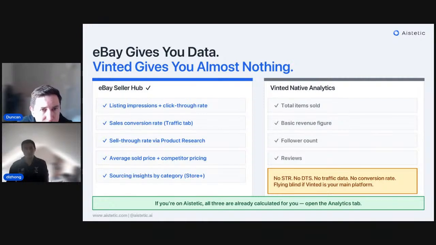It's interesting: eBay gives you data, Vinted gives you almost nothing. On eBay Seller Hub, you've got listing impressions, sell-through, click-through rate, a sense of conversion, sold prices, and competitor prices as well, which is possible through research. You've also got some insights across category. Vinted, on the other hand, is much more basic, which makes it a lot more challenging to diagnose and figure out those causes and ultimately those fixes. If you are with us on iAesthetic, you get all of this in your analytics tab, and we're going to look at that in a moment across eBay, but also potentially Vinted.